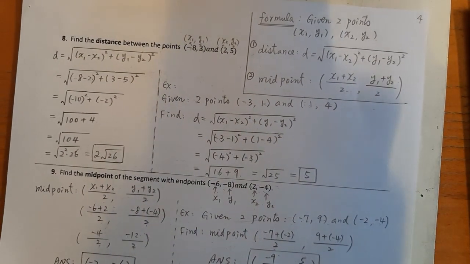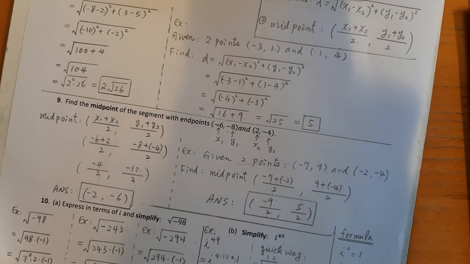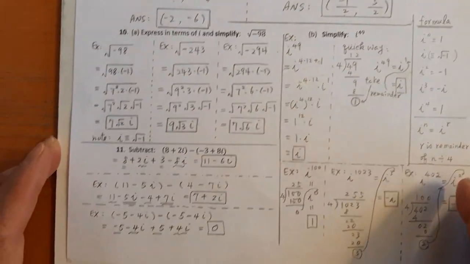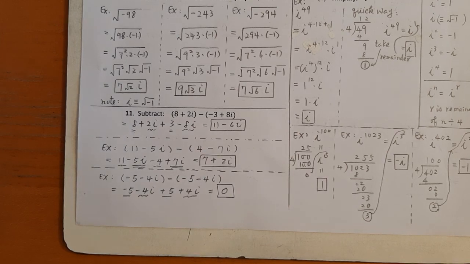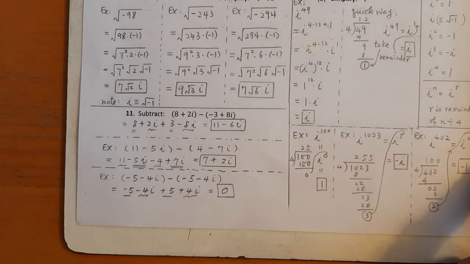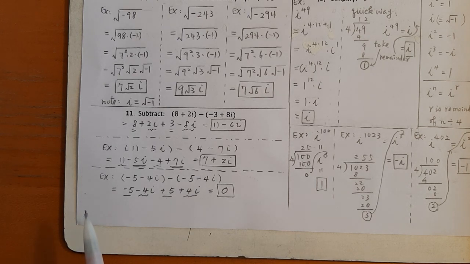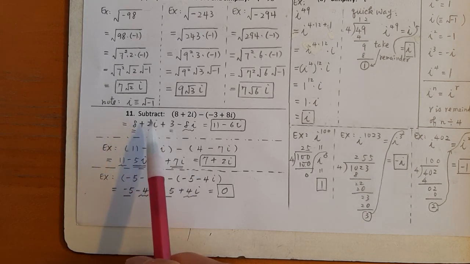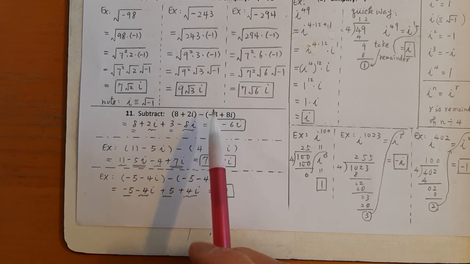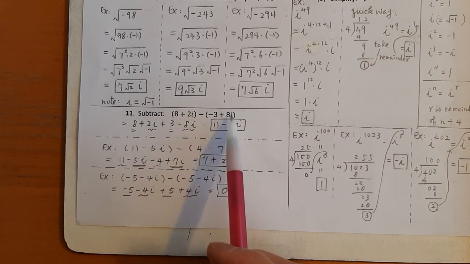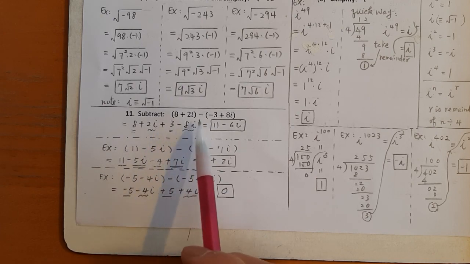So that's a complex number. And the following question 11: we simplify complex numbers, doing addition, subtraction, multiplication, and division of complex numbers. The next one, number 11, subtraction: a plus 2i minus the quantity negative 3 plus ai. So remove the parentheses.